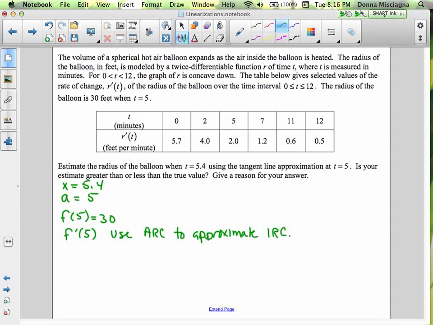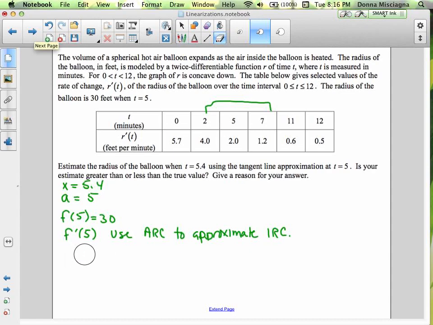All right, so for f prime of 5, we're going to use the average rate of change to approximate the instantaneous rate of change. We want to be around 5, so we're going to use 2 and 7. That's as close as we get. So f prime of 5 is approximately 7 minus 2. Oh, excuse me. I'm sorry.